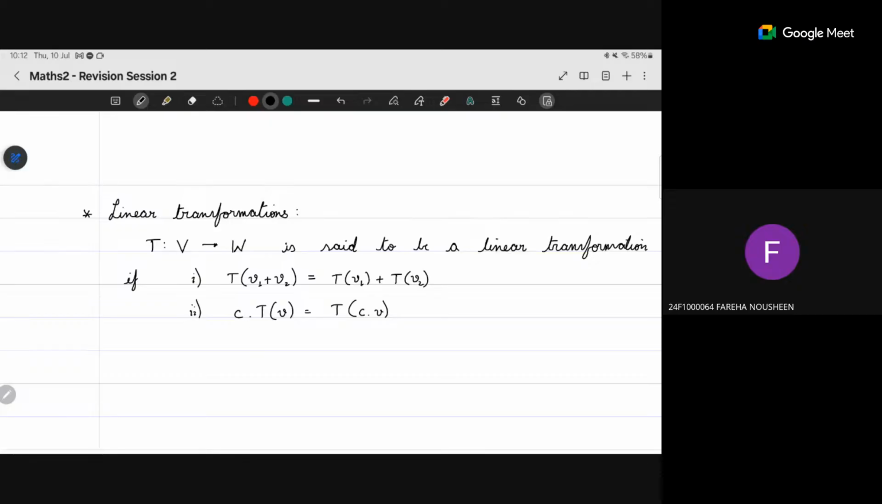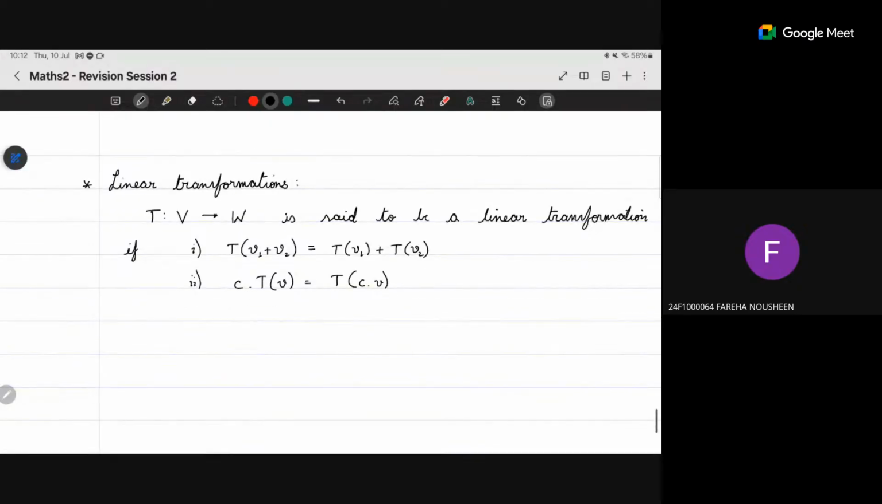This has to happen for all vectors. So scalar multiplication as well as addition, it does not matter in which order you do. You either take the image of the vectors and then do the addition or scalar multiplication on the target space, or you do it initially and then take the image of them. Both of them lead to the same thing. So that is a linear transformation.